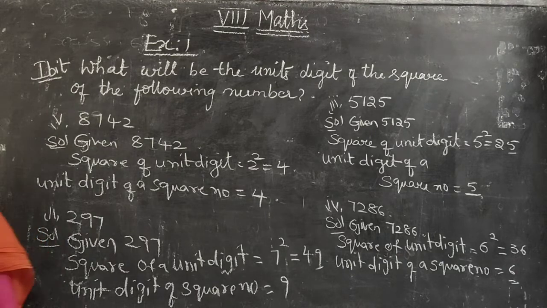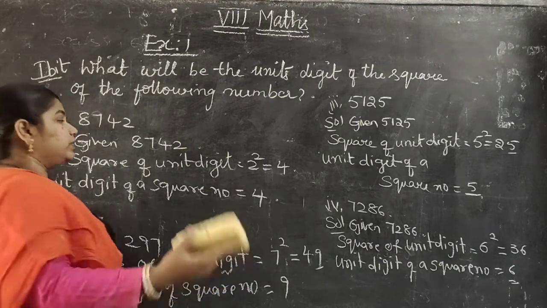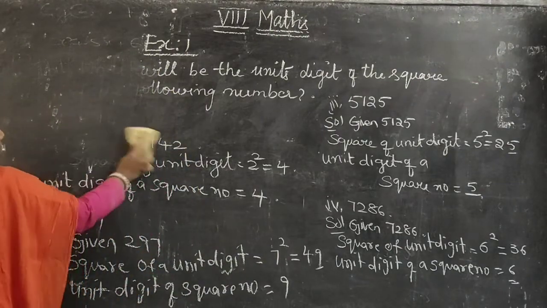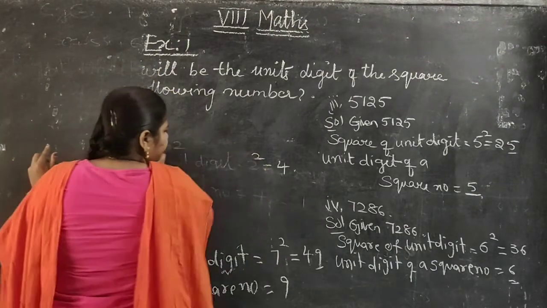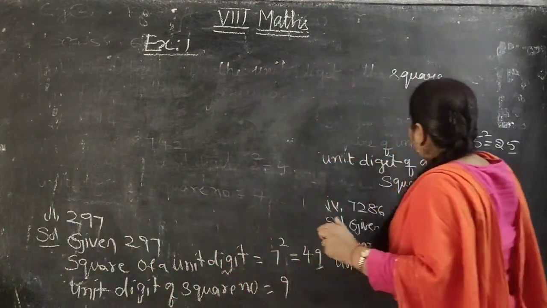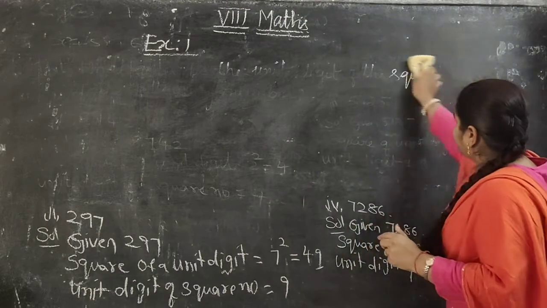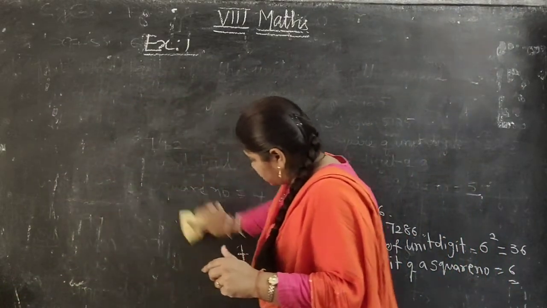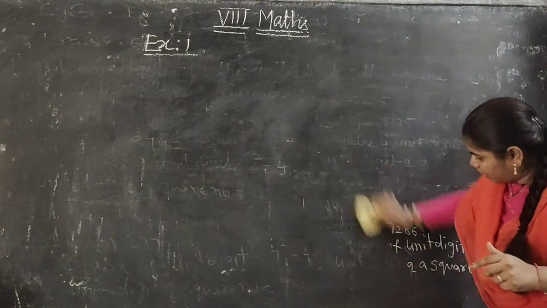Second one is, which of the following numbers are perfect squares? Which numbers are perfect squares we have to find. By using prime factorization we can do it. We have 3 methods in that. One is prime factorization, another is the difference of consecutive odd numbers, and the last one is the division method. Any one method we can use for that.